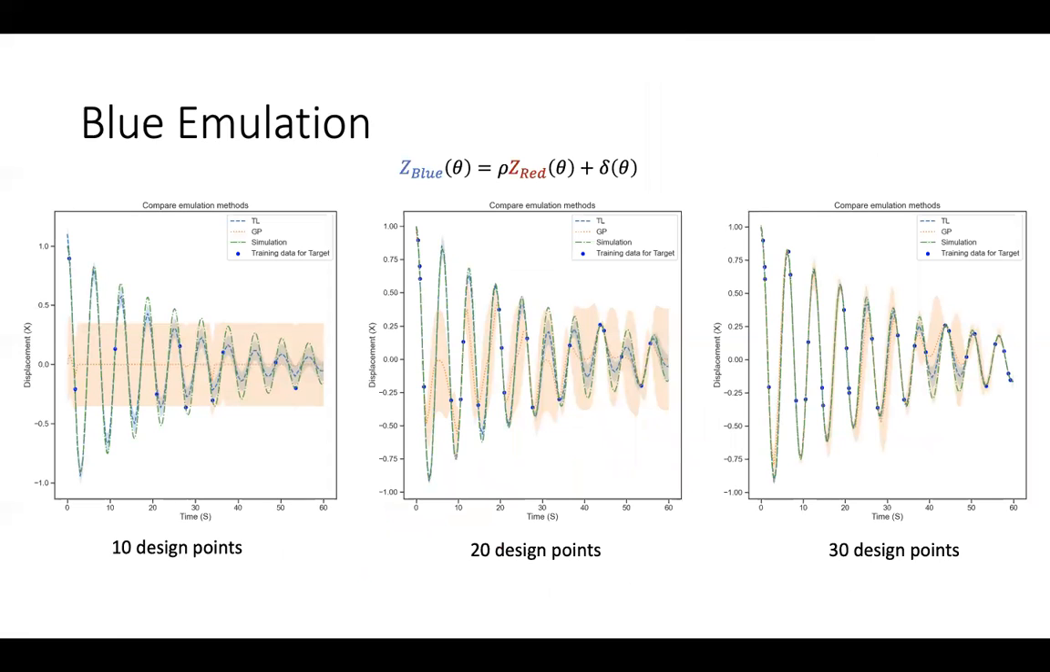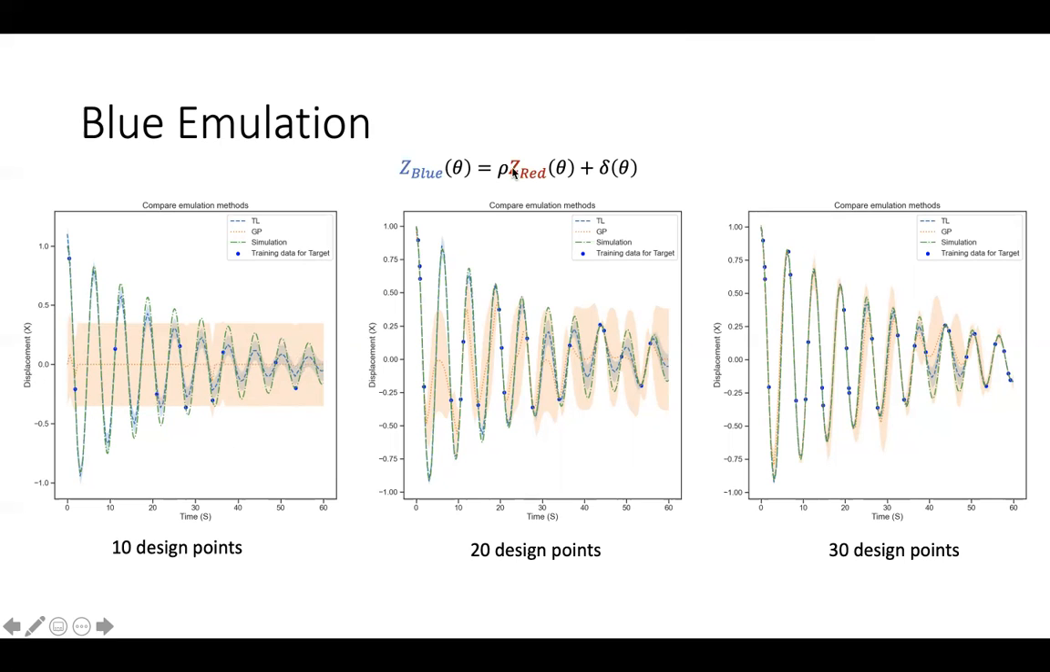We are trying to build an emulator for our blue simulation, and we use this knowledge transfer equation. Let me first describe this left side plot that you see here. In this plot, the dashed green curve is the true simulation displacement as a function of time for our blue spring mass system. From this simulation we take 10 randomly chosen design points. They are shown as these blue dots, and now we try to train our transfer learning emulators using these 10 training points.